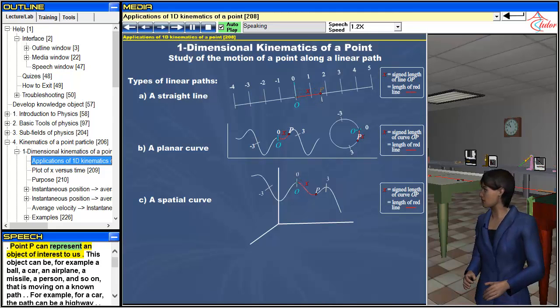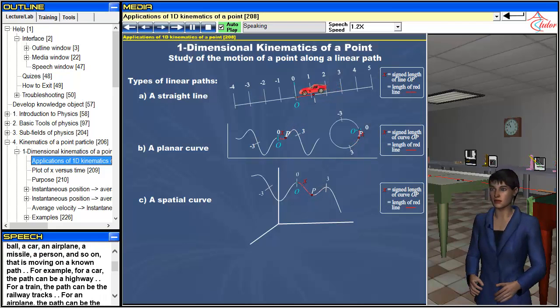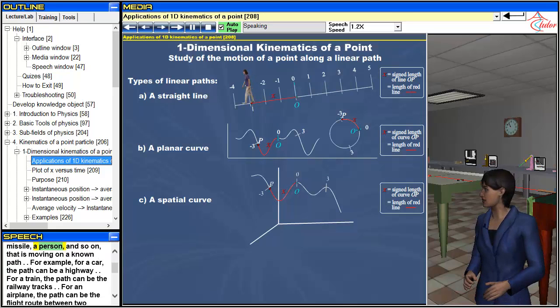Point P can represent an object of interest to us. This object can be, for example, a ball, a car, an airplane, a missile, a person, and so on, that is moving on a known path.